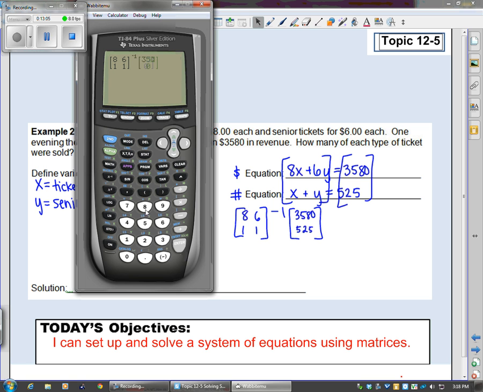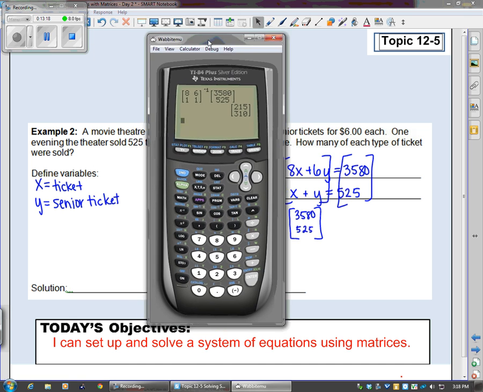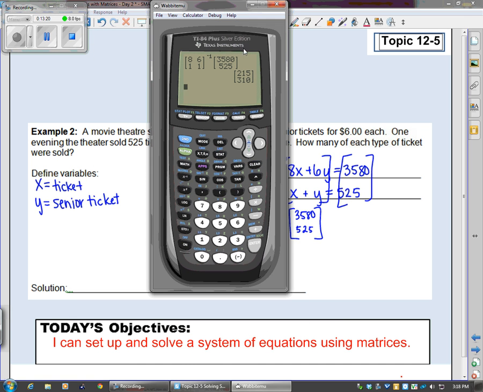And we have 3580. Use your arrow, not enter, and 525. Now you can hit enter. And you get 215, 310, and you might be going, oh my gosh, am I supposed to have such a big number? Yes. Remember what this means.